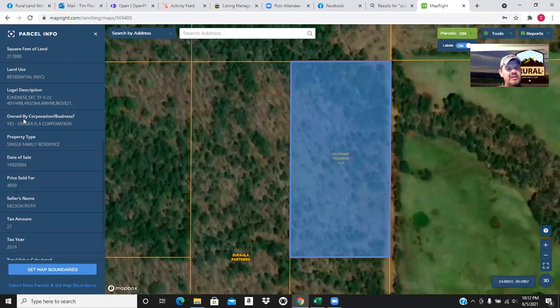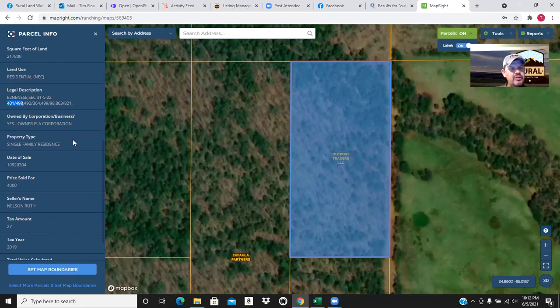So to read this legal description: it is the east half of the northeast of the northeast of the southeast of section 31, township 5, range 22. And here's what I wanted to draw your attention to. These book numbers can be very helpful.